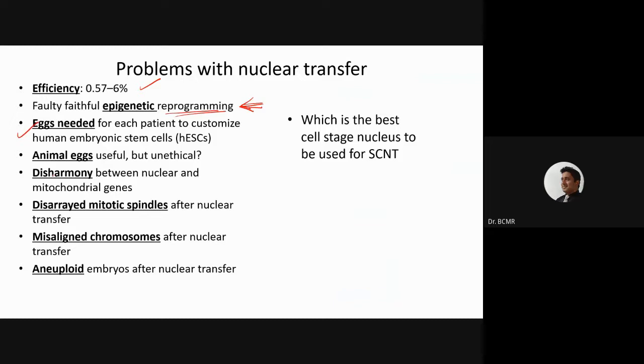And the number of eggs are insufficient, so people suggested animal eggs, but then there are problems with belief systems, ethical issues, and so many other things. And in that, we also learned about the disharmony between the nuclear mitochondrial genes and the mitochondrial genes themselves. And there are problems with aneuploidy or broken chromosomes and so on. We learned about G0 as, theoretically at least, a good stage for employing in SCNT because it is 2N, and the genome is probably in the best possible state.